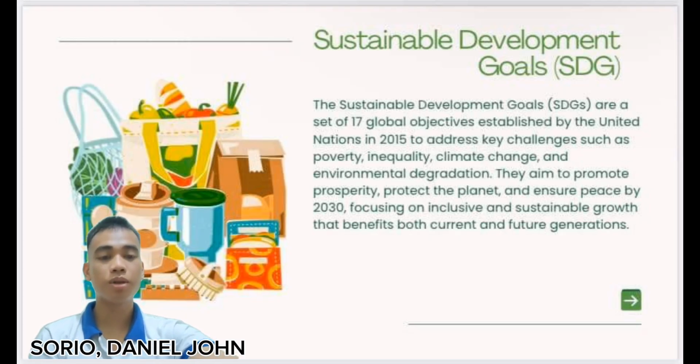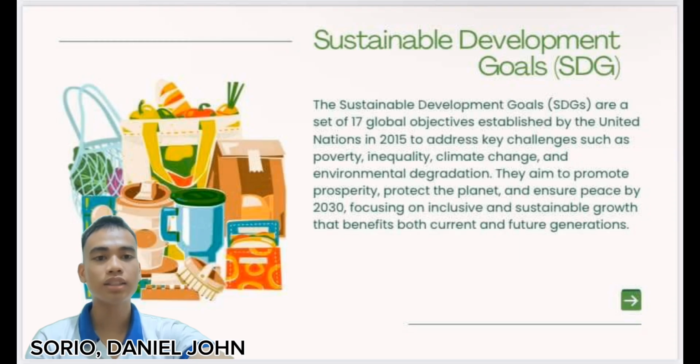The Sustainable Development Goals, or SDGs, are a set of 17 global goals established by the United Nations in 2015, forming part of the broader 2030 Agenda for Sustainable Development. This represents a call to action to end poverty, fight inequality and injustice, protect the planet, and ensure that all people have the opportunity to lead safe, prosperous, and fulfilling lives.